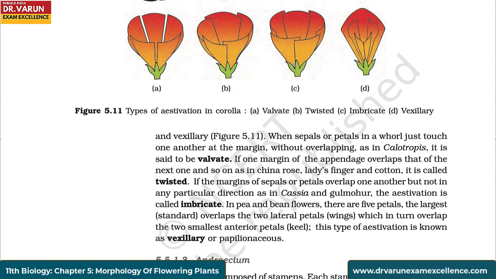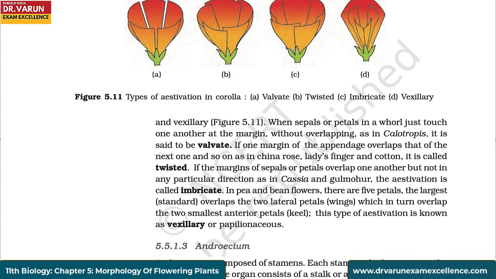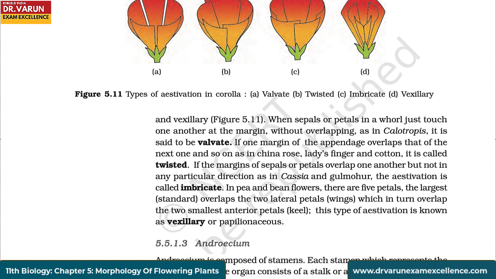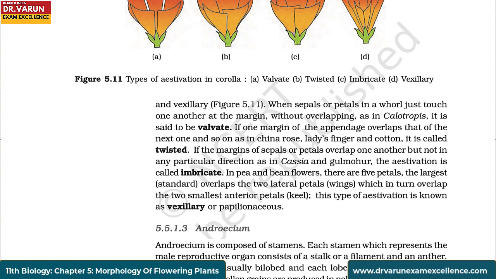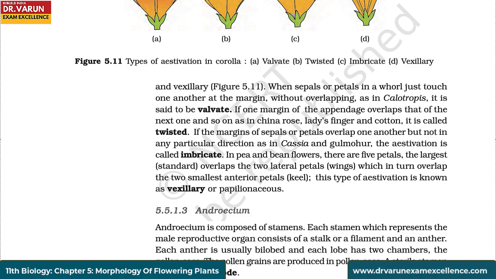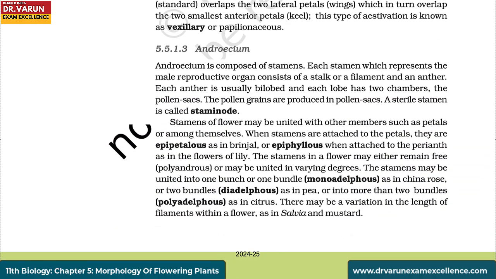If the margins of sepals or petals overlap one another but not in any particular direction, as in cassia and gulmohar, the estivation is called imbricate. In pea and bean flowers, there are 5 petals. The largest standard overlaps the 2 lateral petals, wings, which in turn overlap the 2 smallest anterior petals, keel. This type of estivation is known as vexillary or papilionaceous.